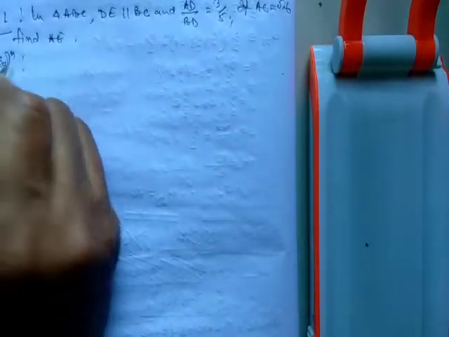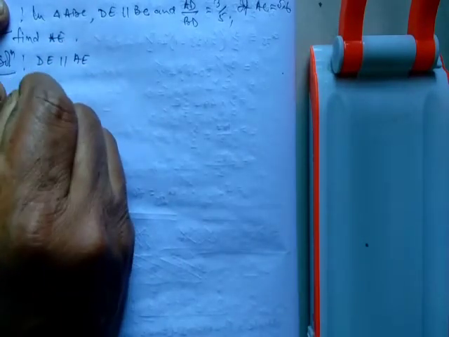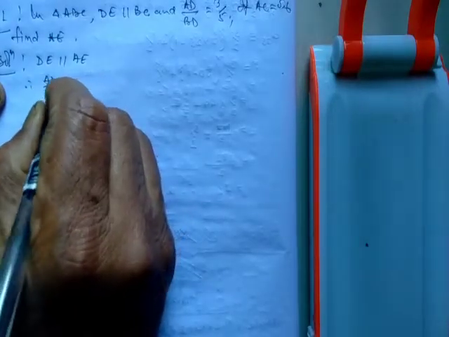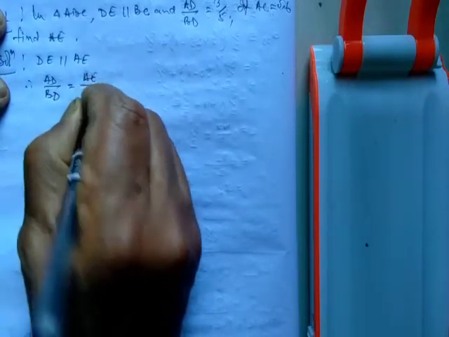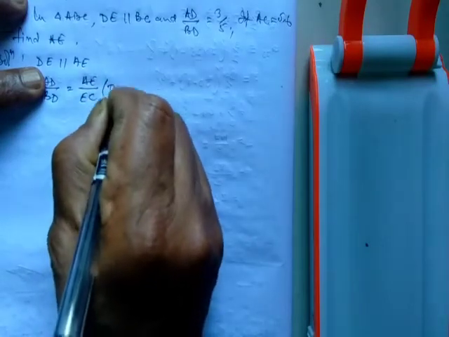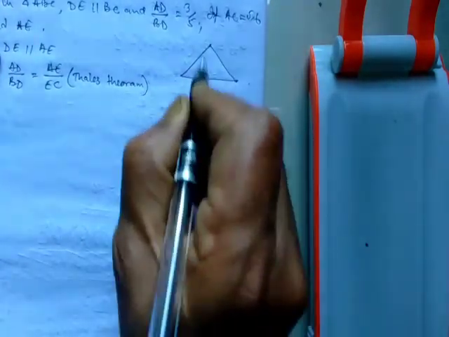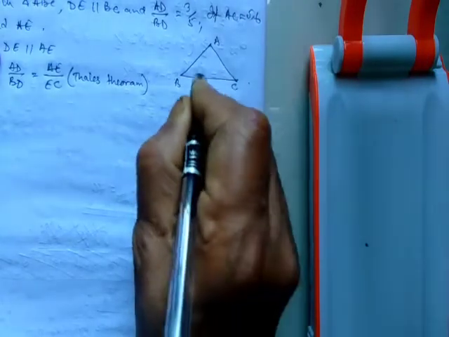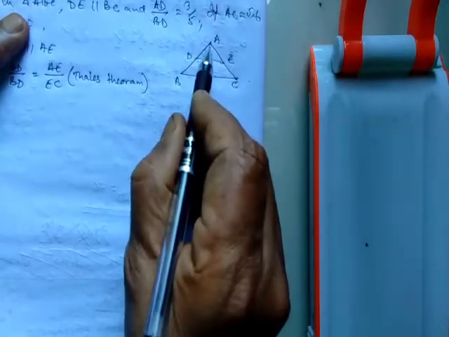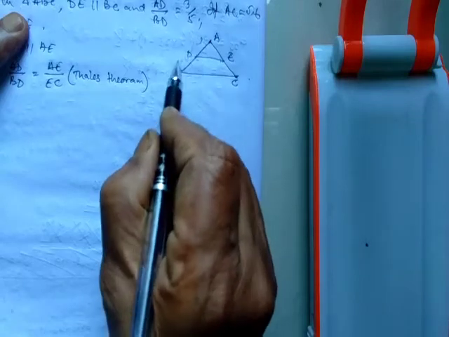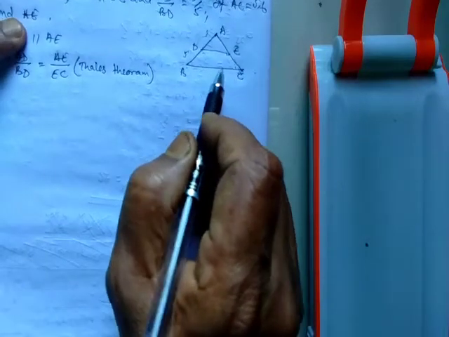Solution. DE is parallel to BC. Therefore, AD by BD is equal to AE by EC. This is by Thales theorem. Your triangle is ABC, with DE here parallel to BC. AD by BD is equal to 3:5. Total AC is given to you. You are asked to find out AE.